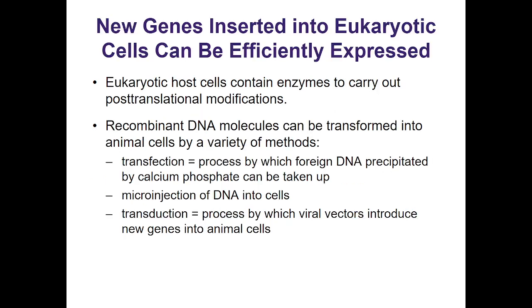The new genes can then be inserted into eukaryotic cells, where they can be efficiently expressed. The eukaryotic host cells contain enzymes to carry out post-translational modifications. The recombinant DNA molecules can be transformed into animal cells by a variety of methods. Some of the different ways are transfection, the process by which foreign DNA precipitated by calcium phosphate can be taken up, and microinjection of DNA into cells.